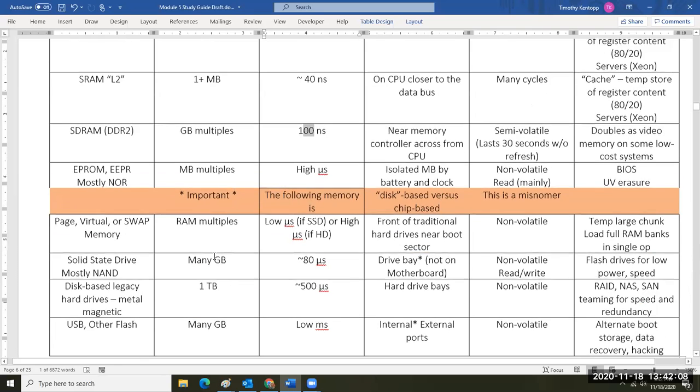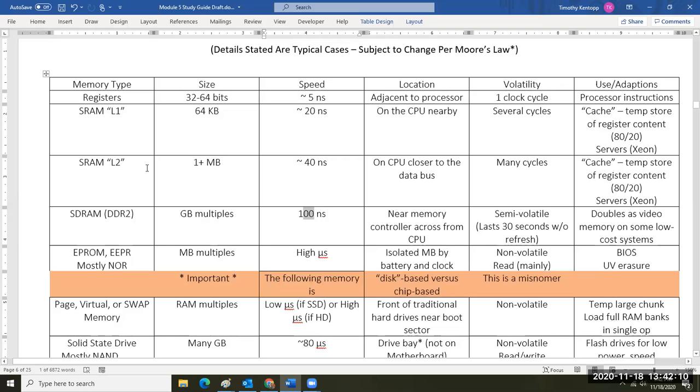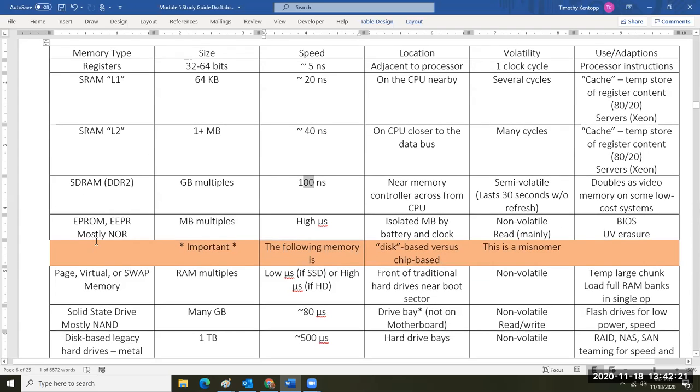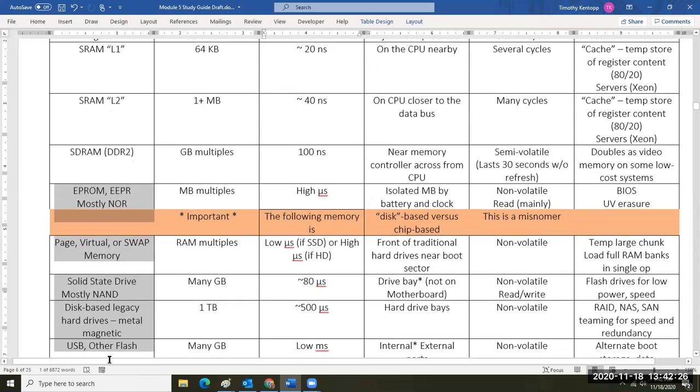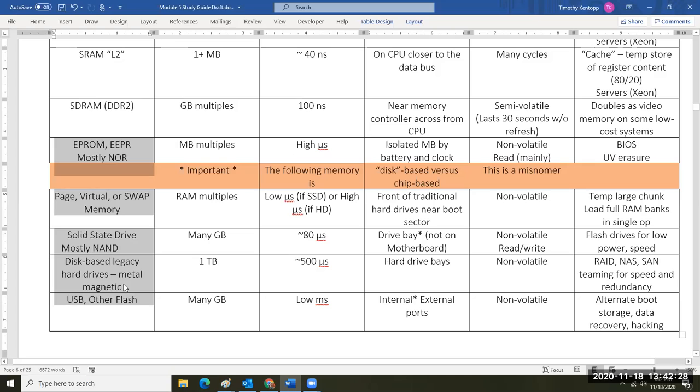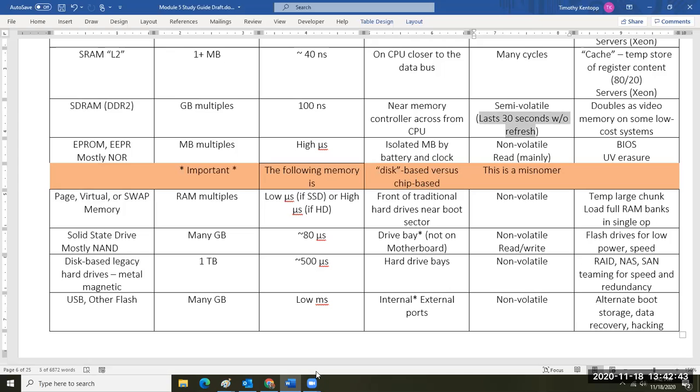So the thing I want you to understand is that this is volatile. Up to these first four are volatile. This is non-volatile. Everything from this point down is non-volatile. So from EEPROM on down is non-volatile. Now, we said that if you power off the computer, what's in the RAM is lost. It takes about 30 seconds for that data to disappear.